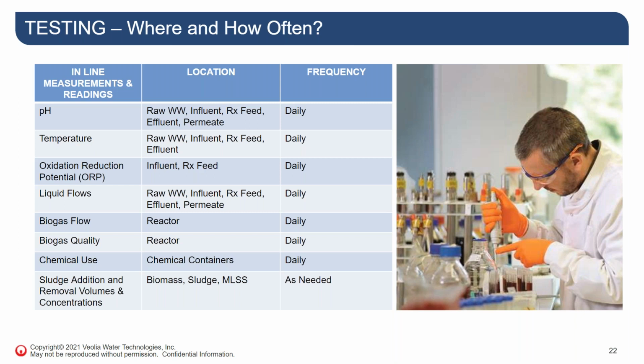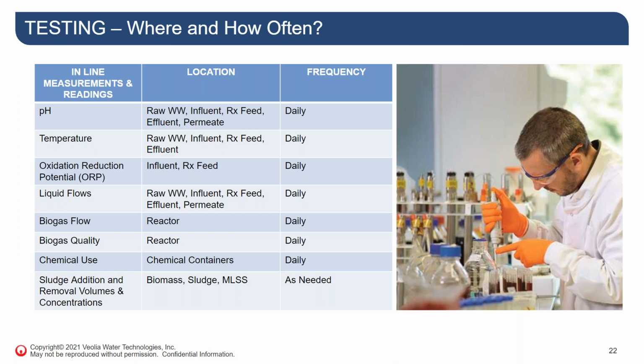Temperature: raw wastewater, influent, reactor feed, effluent. Very rarely have I seen a problem with a thermocouple or a temperature transmitter in any reactor. So they're pretty steady. But you need to know what it is, especially if you're controlling the temperature. Because remember, we want to keep the temperature and the pH right to make that climate controlled home best for the biomass.